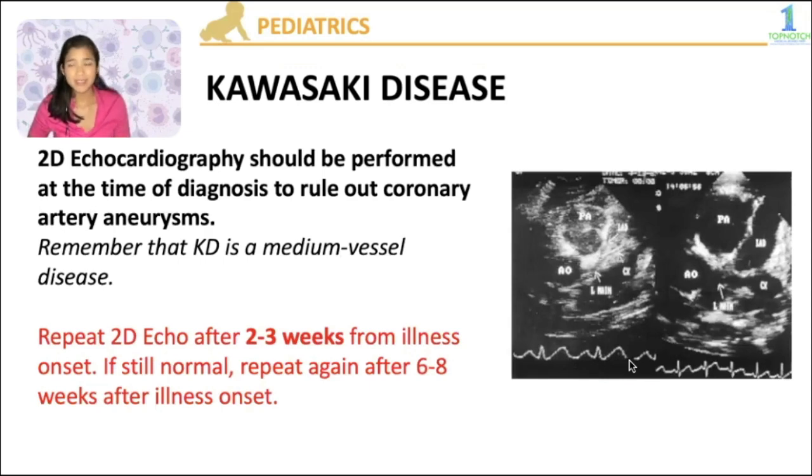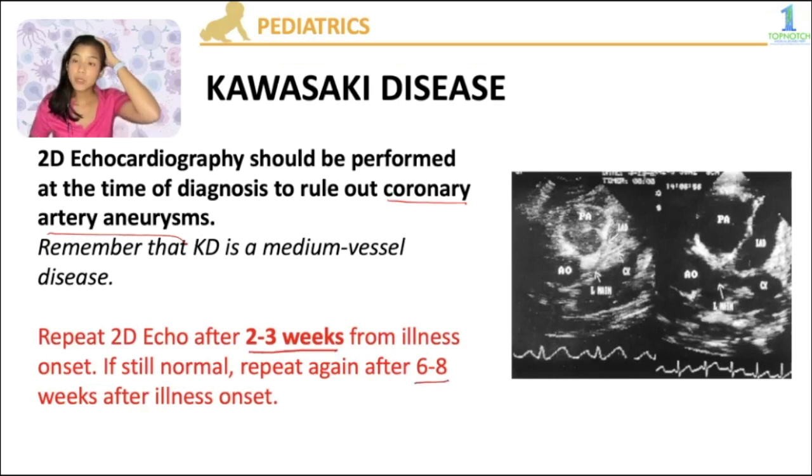So remember, Kawasaki's disease, especially the subacute phase, is associated with desquamation, thrombocytosis, and the development of coronary artery aneurysm. Now, this coronary artery aneurysm carries the highest risk of sudden death in patients in whom the aneurysms have developed. So it's a rare complication, but it is very, very dangerous when missed because it will cause sudden death. So we perform a 2D echo at the time of diagnosis, and then we repeat it 2 to 3 weeks after the illness. If that is still normal, we repeat it again after 6 to 8 weeks from illness onset.